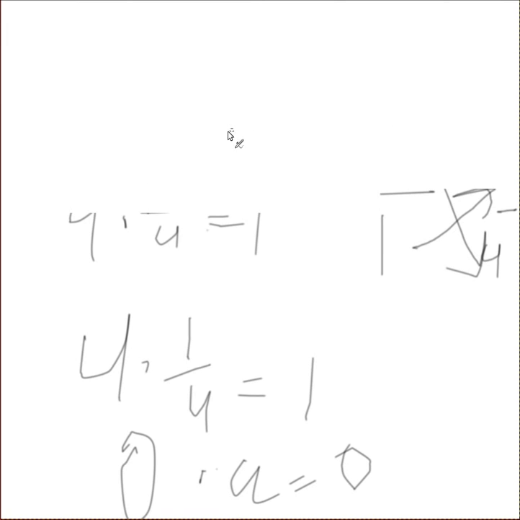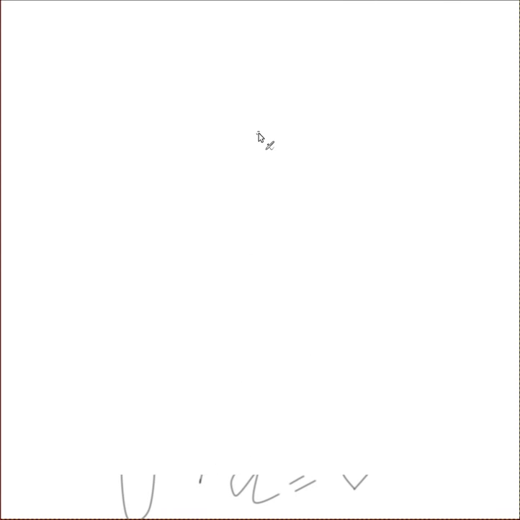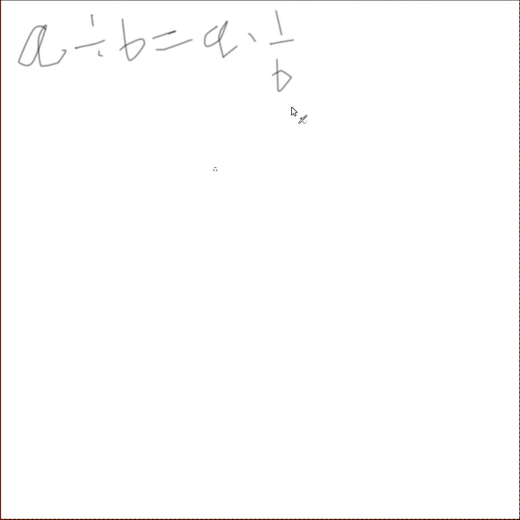And last but not least, we have division. And division is basically multiplying. So A divided by B is A times 1 over B. So we're multiplying A by the reciprocal of B. And this is why you can't divide by 0, because if B is 0, B has no reciprocal, so you can't perform the division. You can't divide by 0.